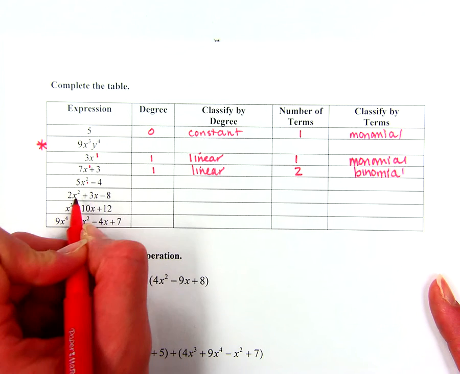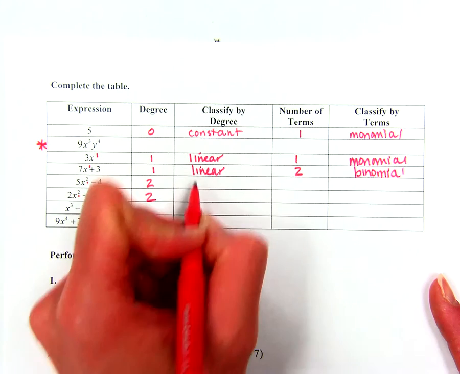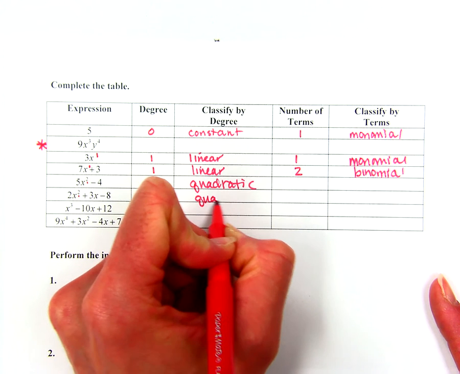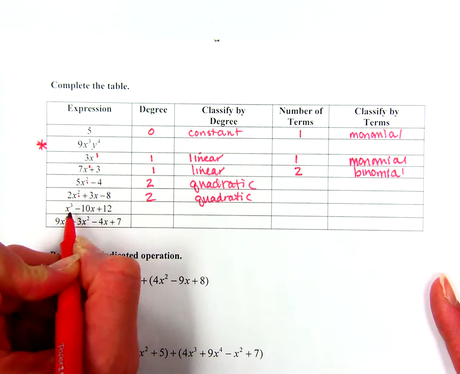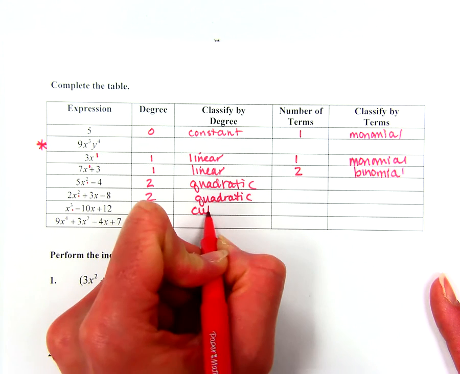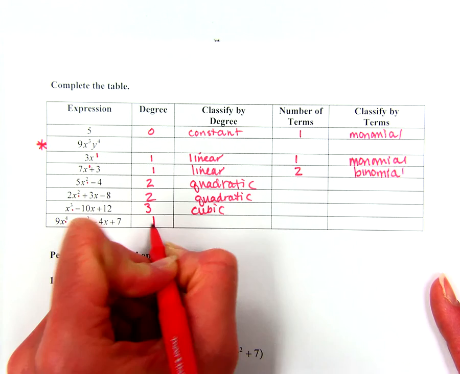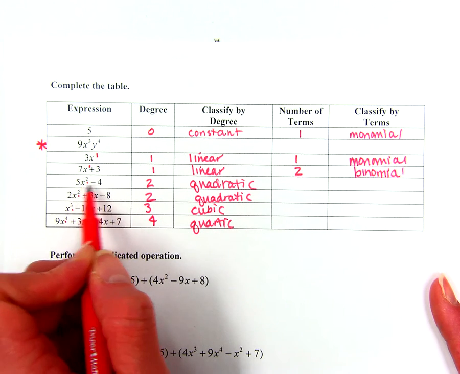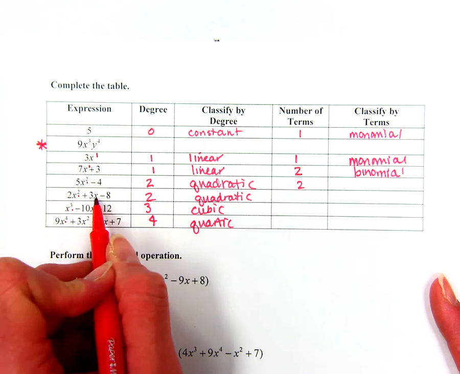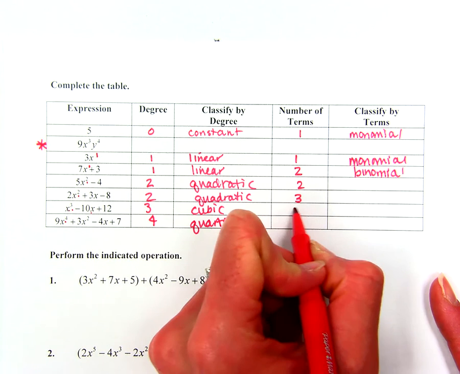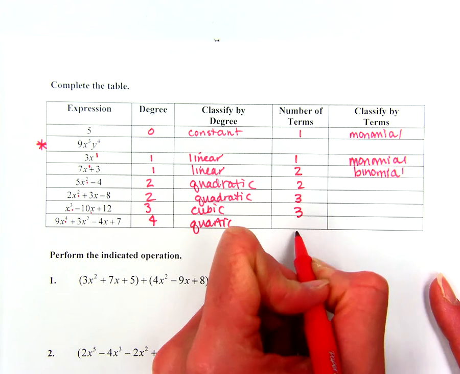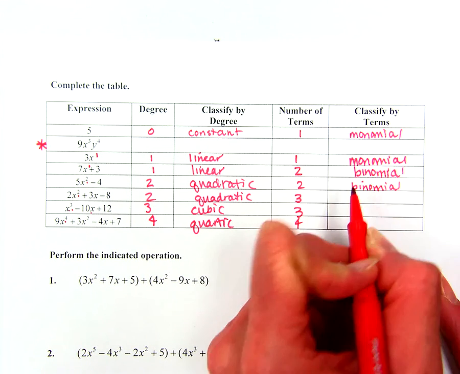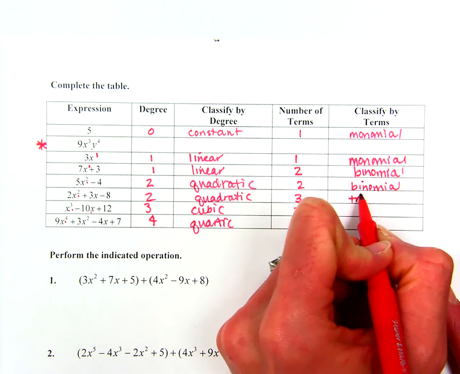Okay, if you look at the exponents here, the highest degree is 2, so those would both be quadratic. This one has a highest degree of 3, so that's cubic. And this has the highest degree of 4, so that's quartic. If you count the number of terms, we have two terms here. 1, 2, 3, 1, 2, 3, so these each have 3 terms. And this has 1, 2, 3, 4. All right, so anything with 2 terms is a binomial. Anything with 3 terms is a trinomial.